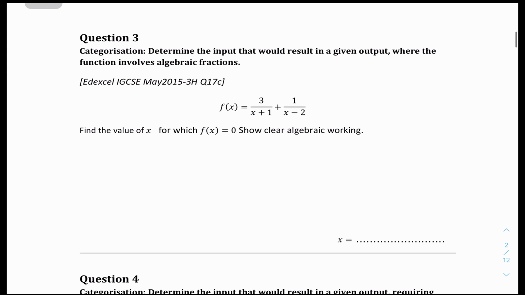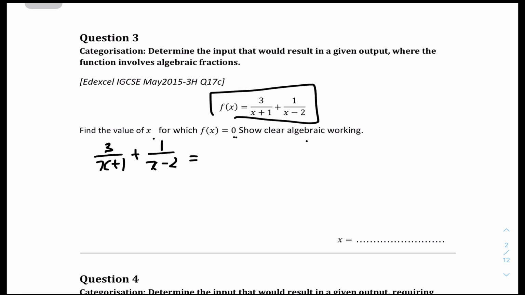Then we have question number 3. Find the value of x for which f of x equals 0 and show clear working. So we have this f of x right here, so we have to just equate the whole function to 0. So let's just do this. 3 times x plus 1 over x minus 2 equals 0.